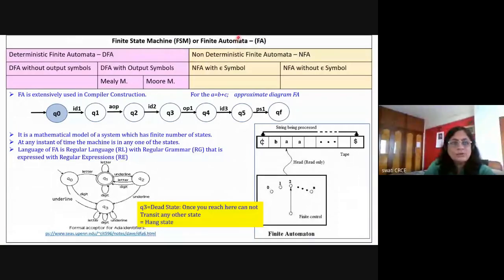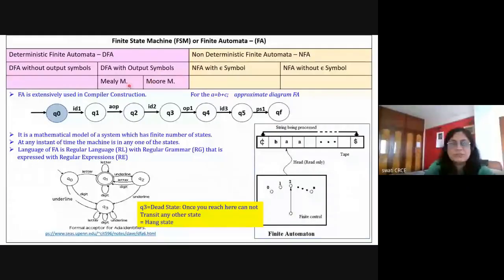Now FA has two types, DFA and NFA. DFA can be without output symbols and with output symbols. In the next lecture, we are going to solve the problems of DFA without output symbols. DFA with output symbol is nothing but the FSM that we have solved, but the representation can be different with respect to the names of these machines. There are two types of DFA with output, Mealy machine and Moore machine. So this part is over.